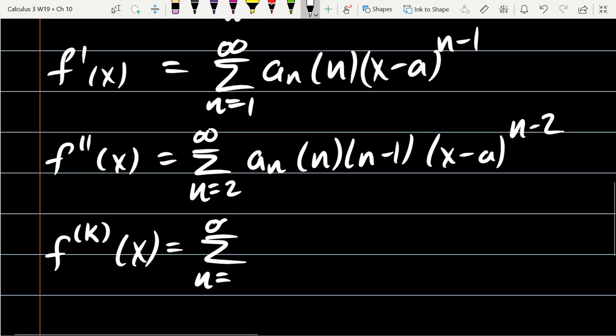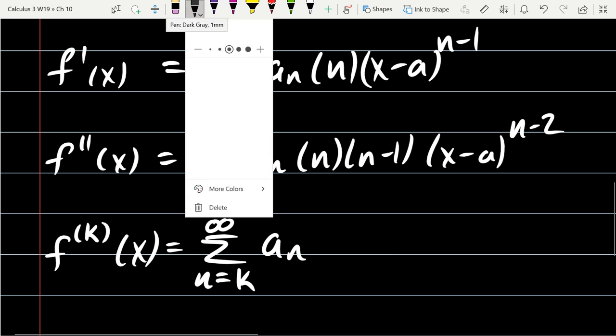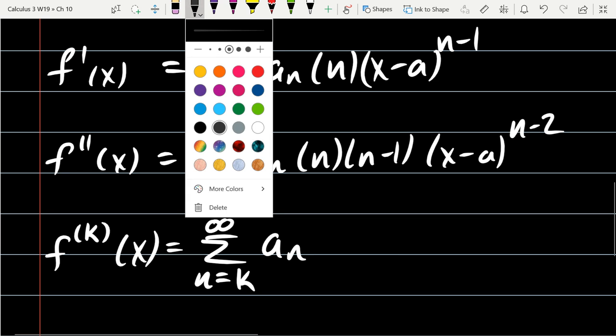What value would n start at? K. So you can just see when the first derivative, n starts at 1, second derivative, n starts at 2, kth derivative, n starts at k. We have a_n. Now this pattern's a little bit tricky, so I'll just write. I don't think the dark gray marker is going to be useful anymore, so we'll go light gray.